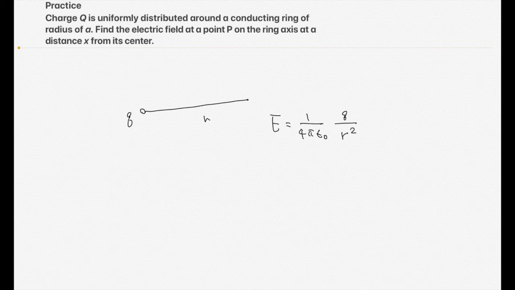And for the direction, the electric field is a vector quantity. It should be expressed in vector form. So you have to multiply by the R vector over R. This is a unit vector. The magnitude of the unit vector is 1, so it has only direction. The direction of the electric field is directed outward from the charge Q. So this is the electric field.